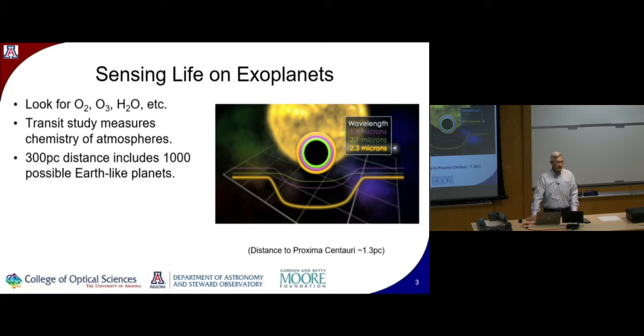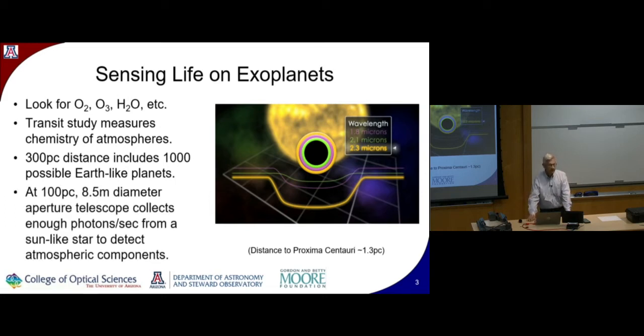So at 300 parsecs, that includes, as I said, about 1,000 Earth-like planets. And for those of you who enjoy the earlier Star Wars movies, I have to correct you that a parsec is a distance. To give you a sense of scale, Proxima Centauri, the nearest star to our own, is about 1.3 parsecs. So it's a little over 3 1/3 light years.